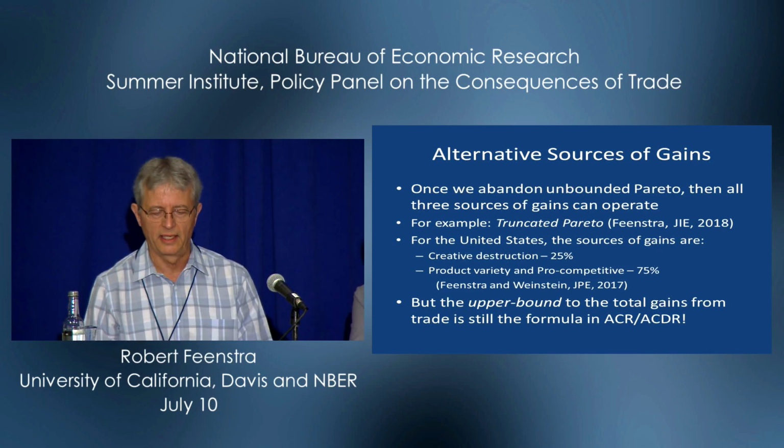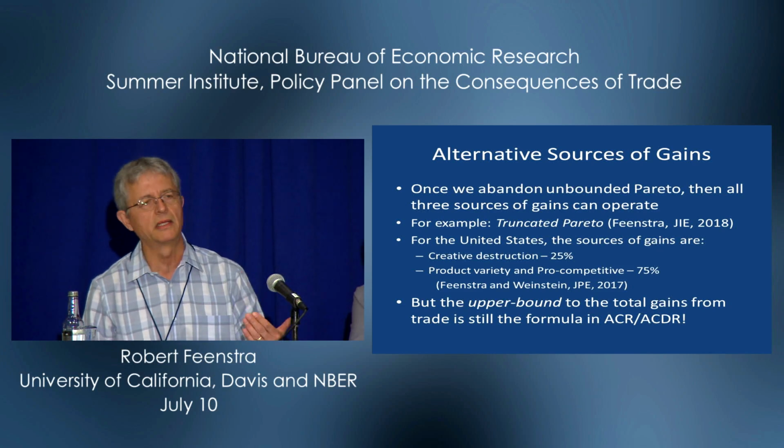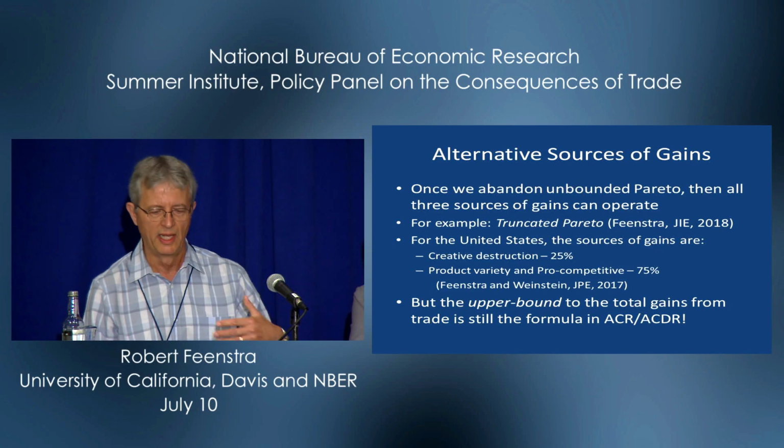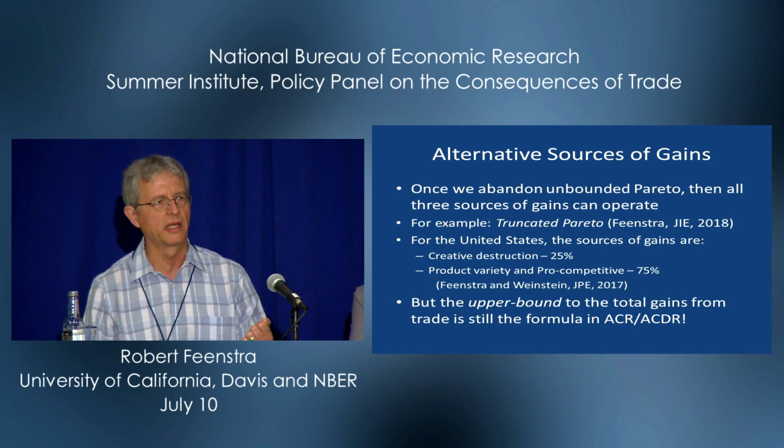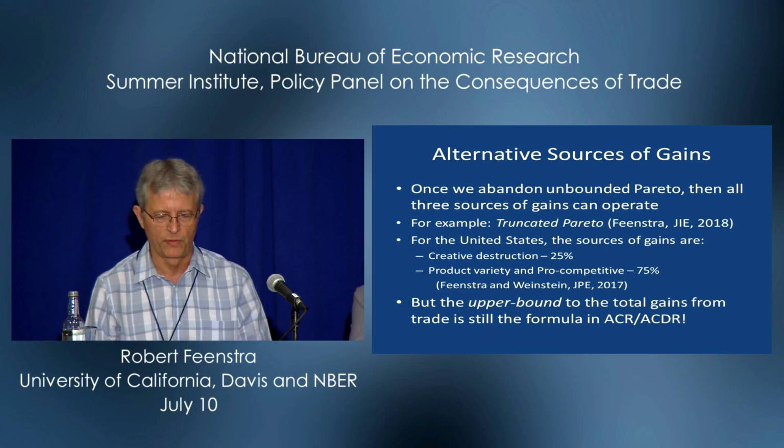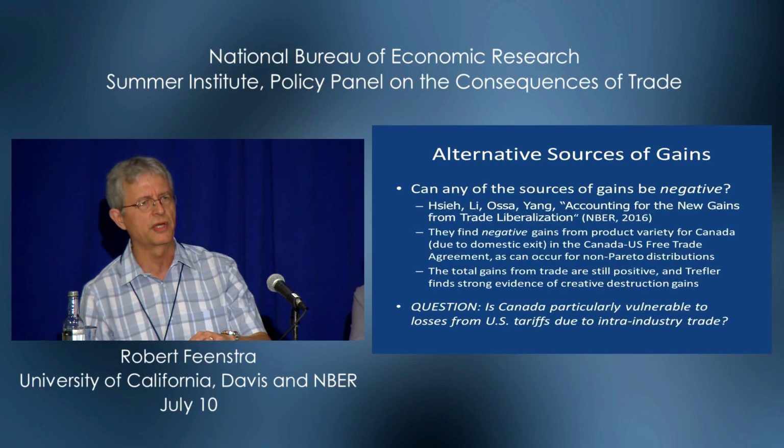In other words, once we abandon unbounded Pareto, we consider other distributions of firm productivity, these other sources of gains from trade can operate, but the gains due to creative destruction are reduced such that the total is no higher than that formula in ACR and ACDR. We can also ask whether any of these sources of gains from trade can be negative.